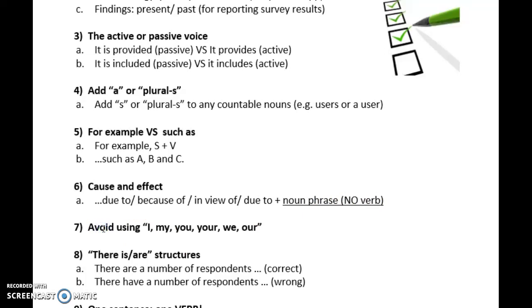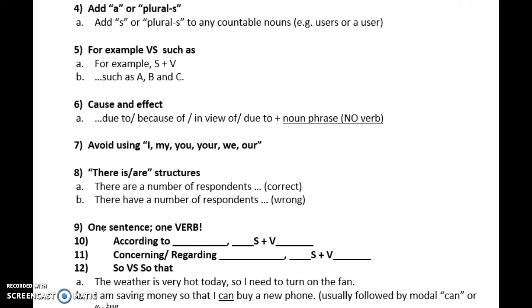And number 7, since your assignment is a report, it's formal writing, you should avoid using I, my, you, your, we, or our. It is not a letter. So that's why we do not use pronouns like I, you, we, our, my. Number 8, when you use the structure there is and there are, for example, there are a number of respondents, it is correct. But don't use there have or there has. It is wrong in grammar.